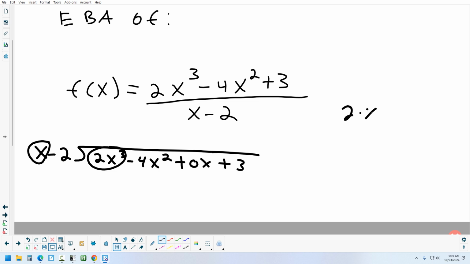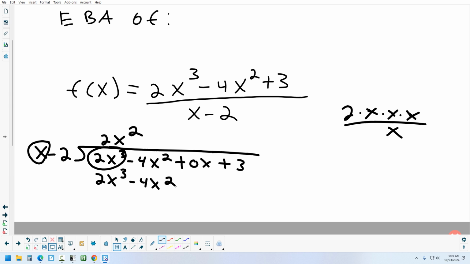What's 2x cubed divided by x? 2x squared. Yep. So we get 2x squared. Multiply the 2x squared back out. What's 2x squared times x? 2x cubed. What's 2x squared times negative 2? Negative 4x squared.